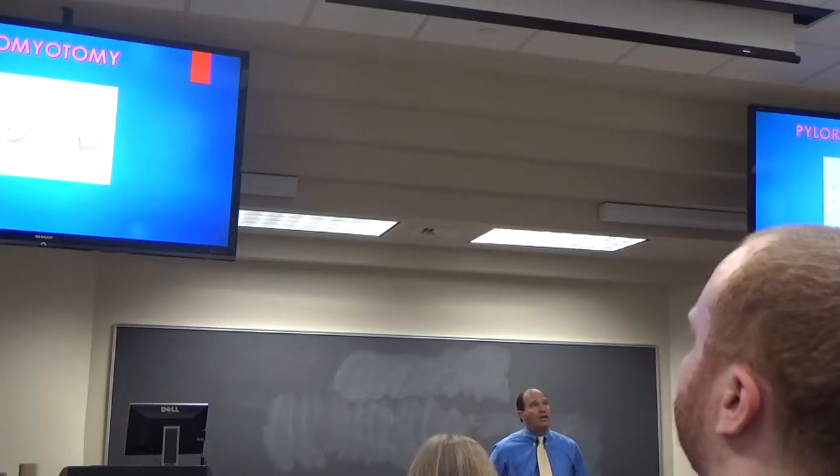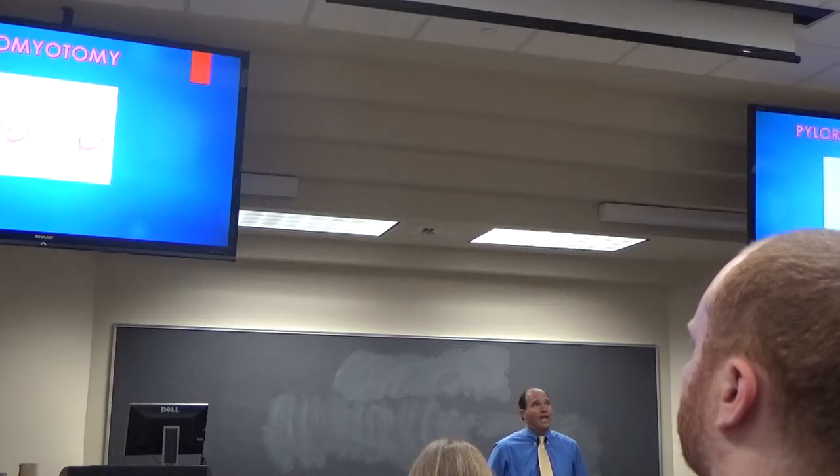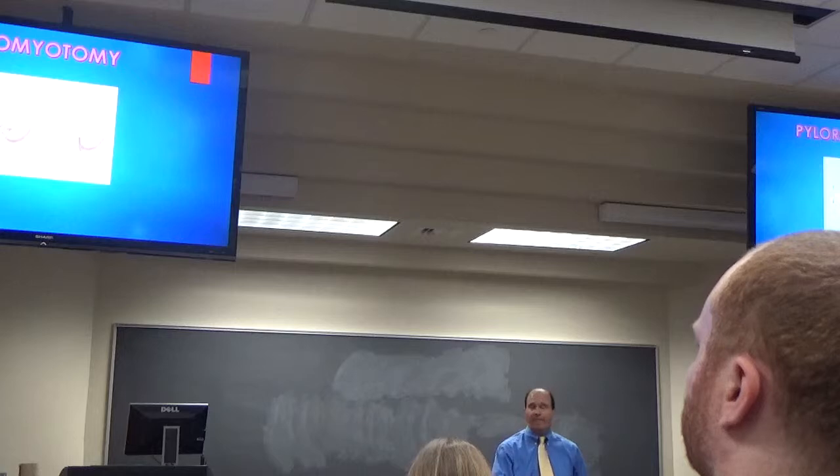Here's the pylorotomy, kind of, you see it there, the first 2 slides in A. Just foreshortens that very proximal duodenal area there into a little bulb. And these kids do fine, they never have a problem later on in life.